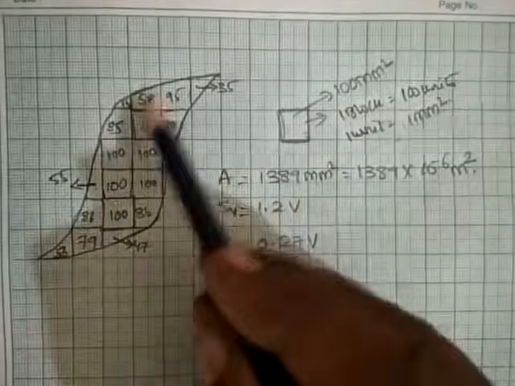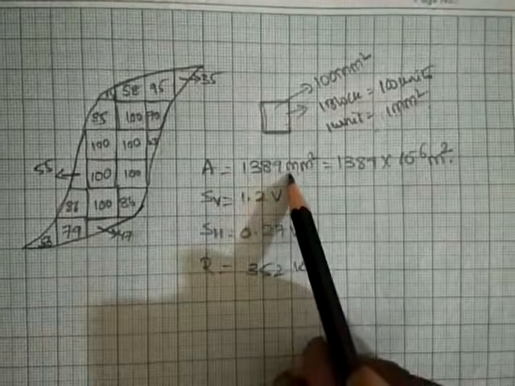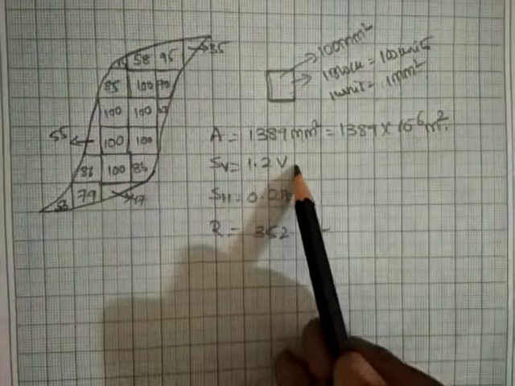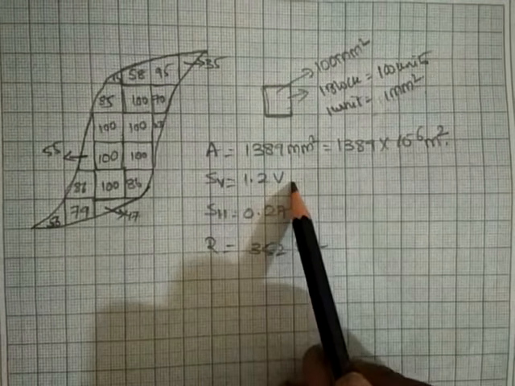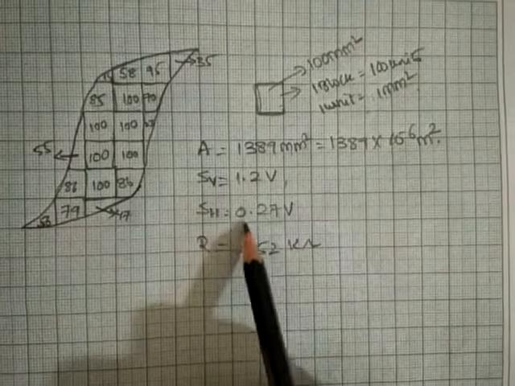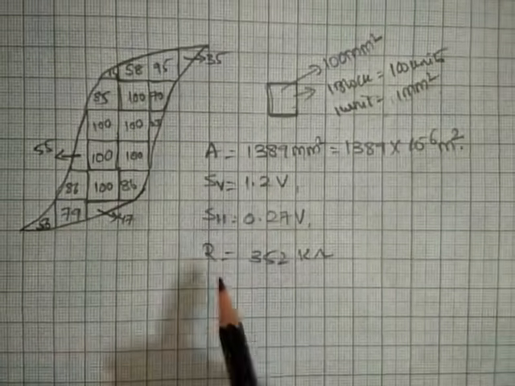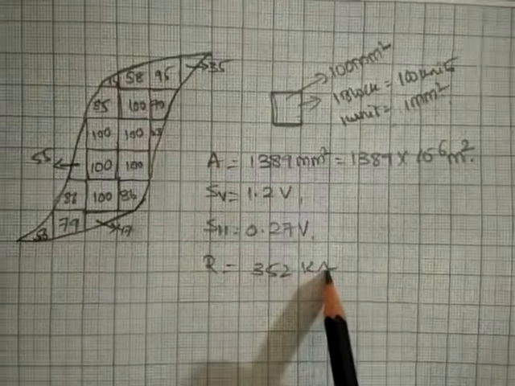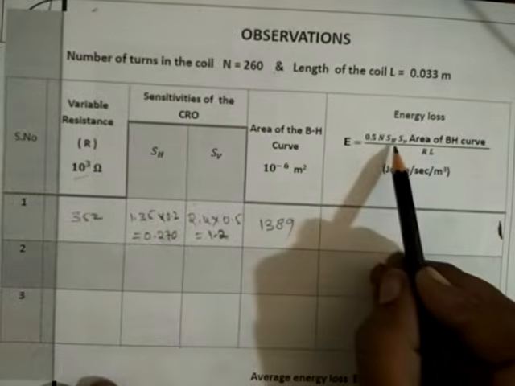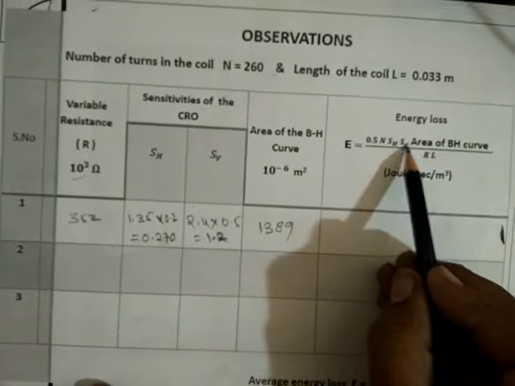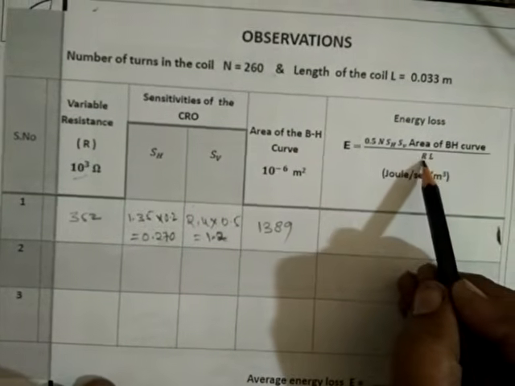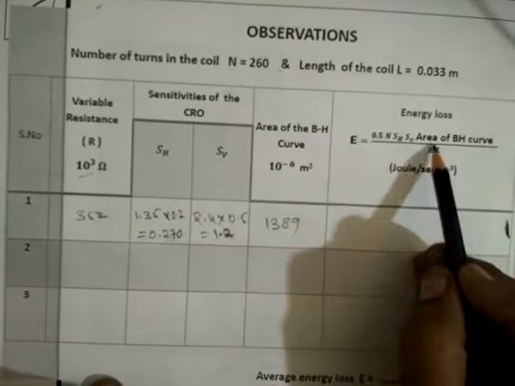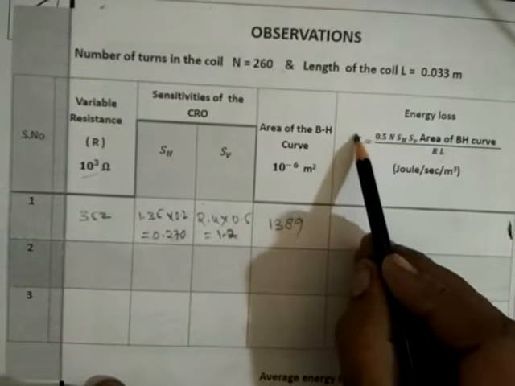Now for this loop on the screen, the vertical sensitivity is 1.2 volts, as we have just done previously, the horizontal sensitivity is 0.27 volts, and the resistance applied is 352 kilo ohms. Now substitute the values of N, SV, SH, area of the BH loop, R and L in this formula and calculate the energy loss due to hysteresis.